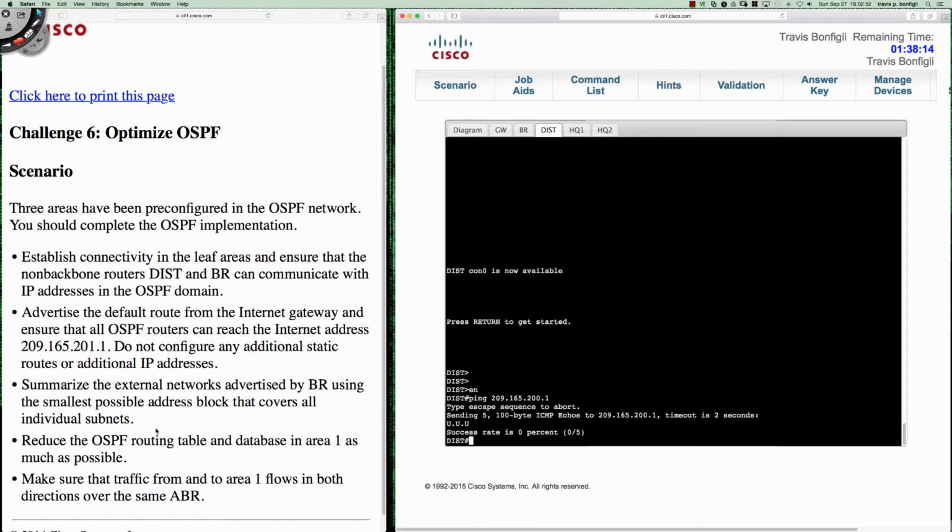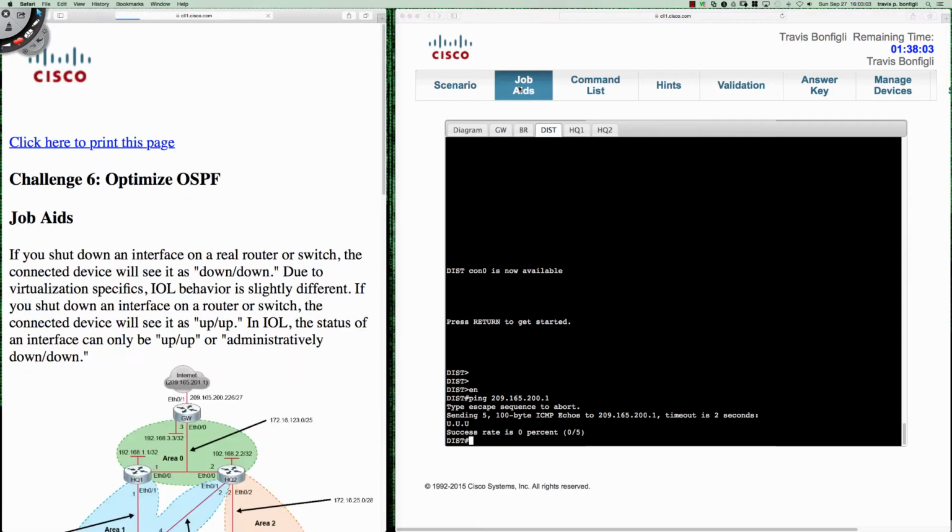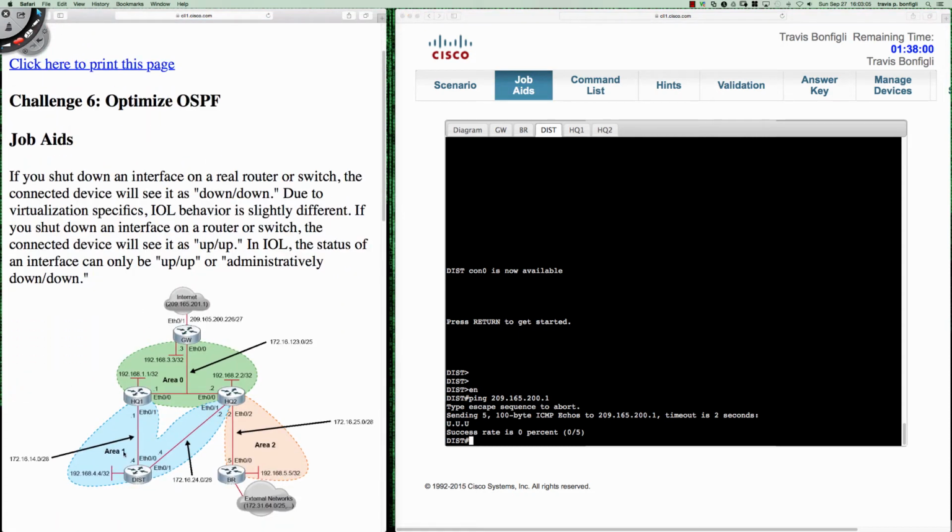Let's take a look over here, and this may be where we come down to. Reduce the OSPF routing table and database in area 1 as much as possible. Let me take a look at the job aid here, and let's see area 1. We want to reduce the database here as much as we can. So what this is probably looking for us to do is to set this area as stub or totally stub. Let's do totally stub because that's going to be even more advantageous.